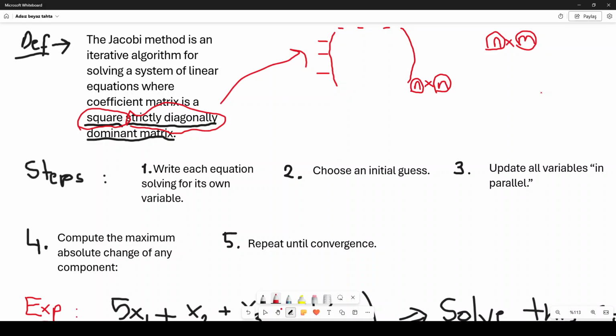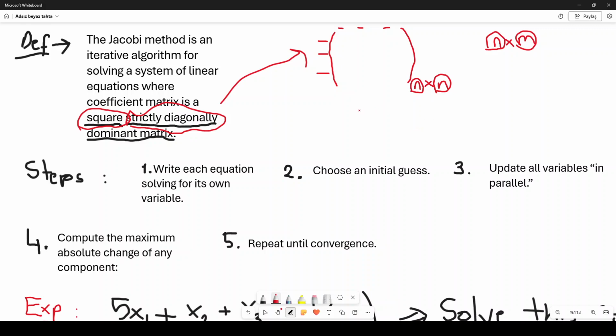So somehow we need to add an additional property that would really guarantee us to converge to the real value. And the second additional condition is the strictly diagonally dominant matrix condition. It is not enough to only have a square matrix, but it also needs to be strictly diagonally dominant. Let's explain or define what a strictly diagonally dominant matrix is.